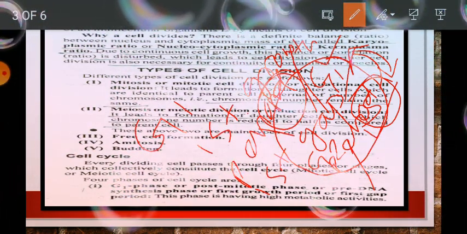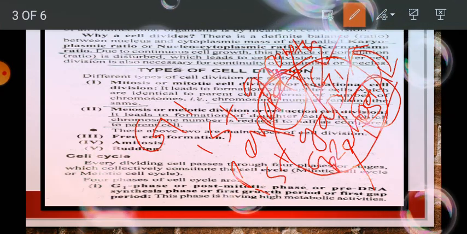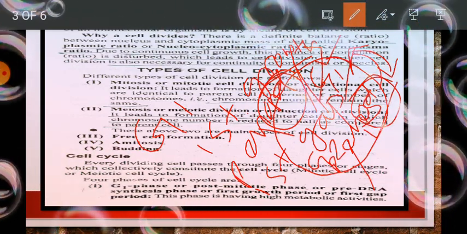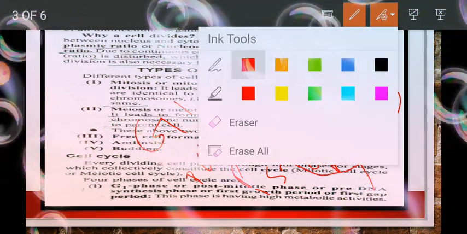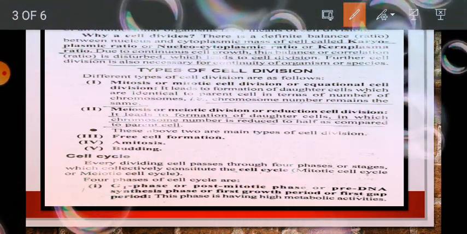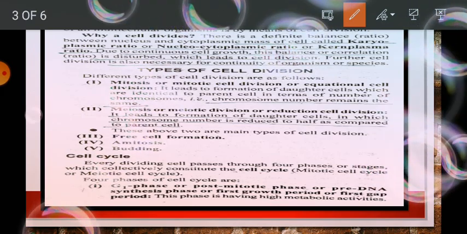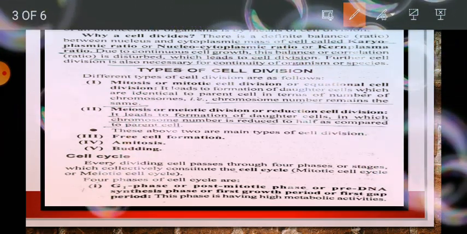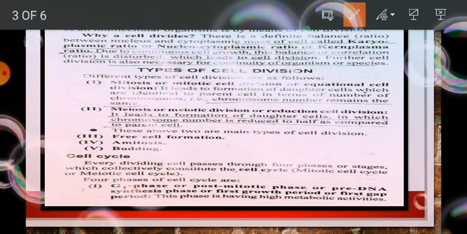Then the mitotic phase, the M phase. After the M phase comes the G1 phase, so this is known as the post mitotic phase. So it has different names. You can remember them: post mitotic phase, pre-DNA synthesis phase, first growth period, or first gap period.